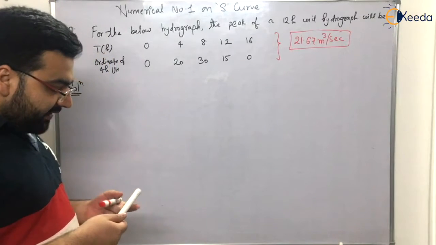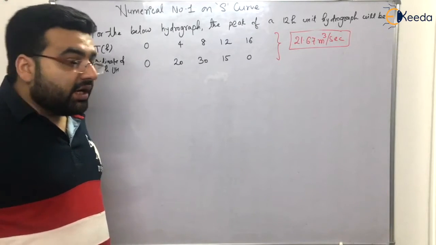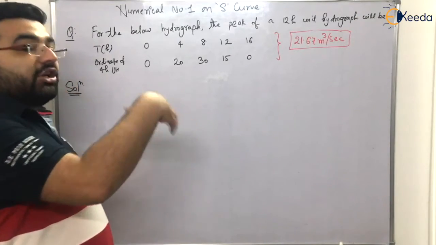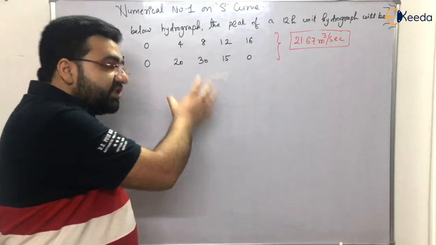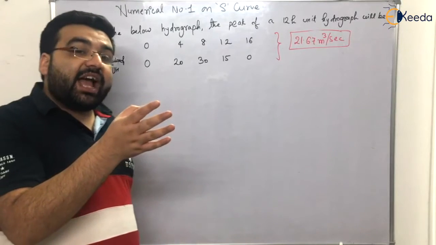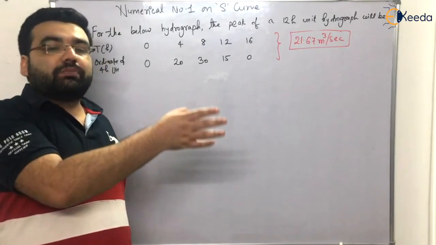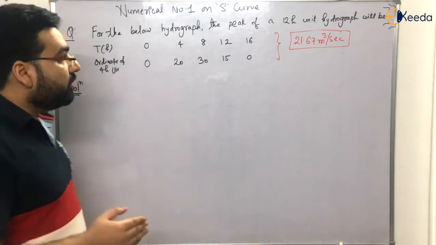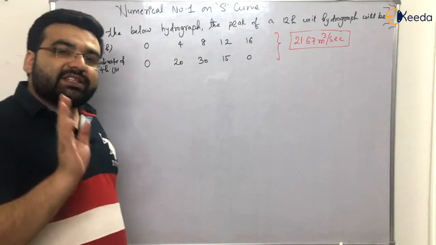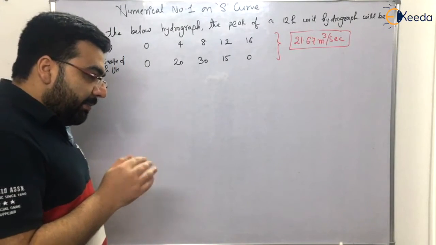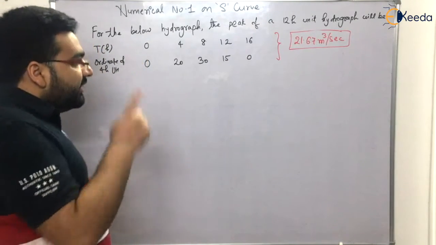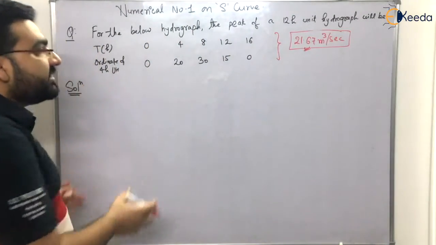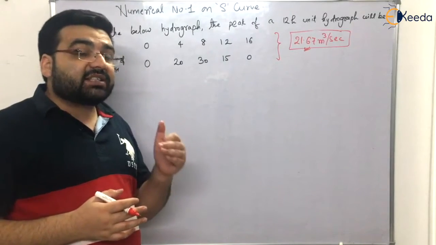So now students, we have discussed the concept of the S curve. Now it's time to solve a numerical based on the concept. I have taken the same numerical which we solved with our method of superposition, so that we can compare whether we are getting the same answer or not. In that case, the answer was coming out to be 21.67. Now let us see whether we get the same answer from the S curve.